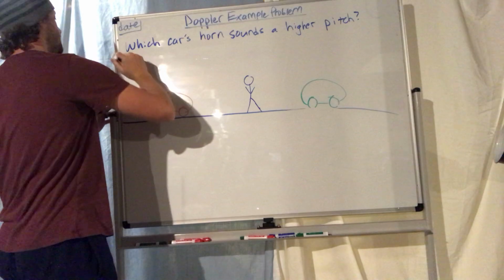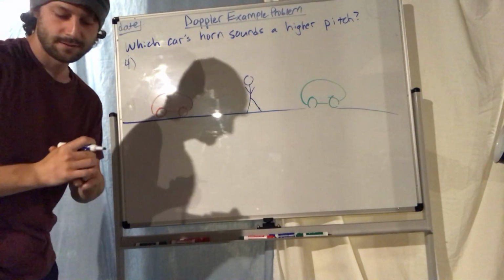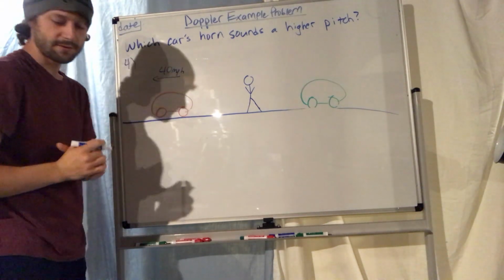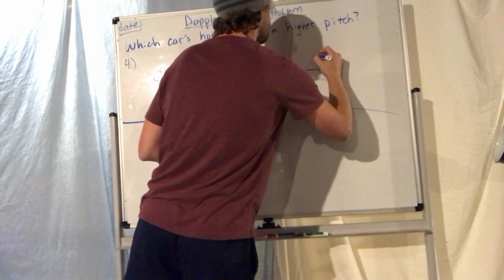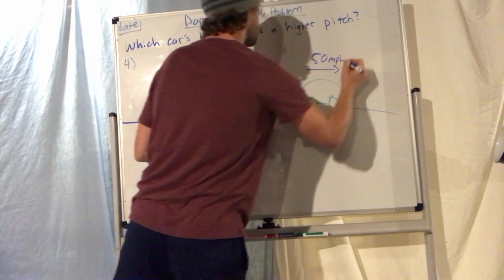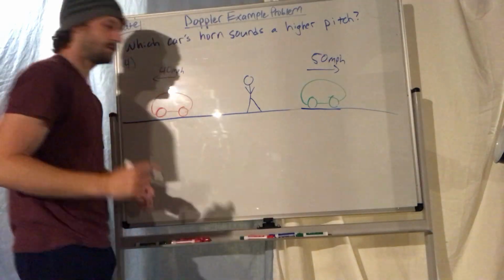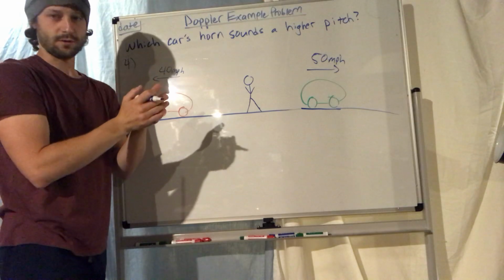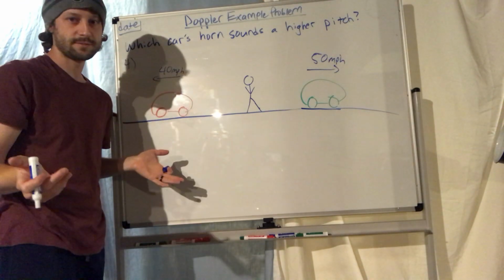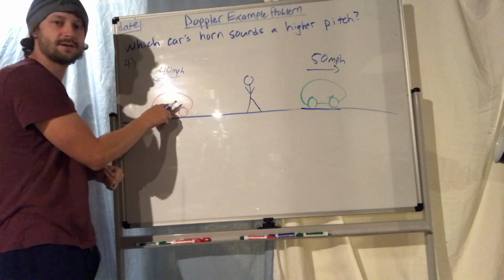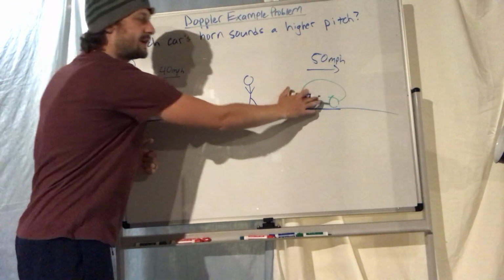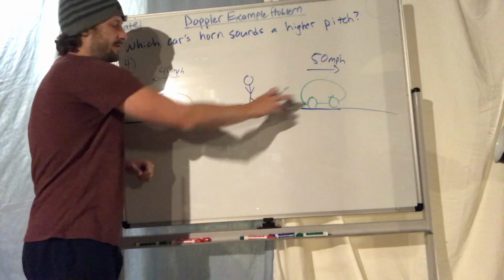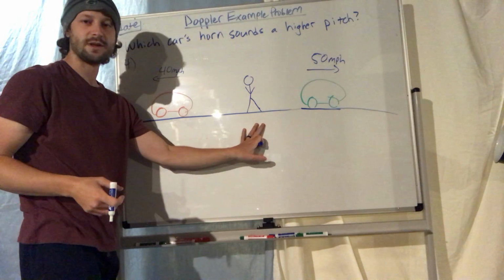Number four will be our last diagram. Draw a new diagram for each of these that you do. We'll do 40 miles per hour to the left for red and 50 miles per hour to the right for green. Which one is a higher pitch? Well, if you go towards the person, the pitch gets higher. But if you are driving away from the person, they hear a lower pitch. So red is going away from the person, but green is also going away from the person. Because they're both driving away, this person hears a lower pitch than normal from each car.